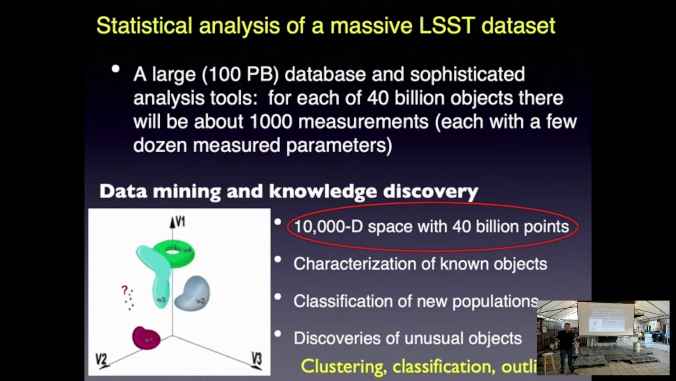In that 10,000 dimensional space, it's populated with 40 billion points, 40 billion objects. And now we want to do something with it. What we want to do with it is what we do today with smaller data samples. We want to cluster it, classify, look for outliers. This is what we are already doing today, but not in 10,000 dimensional space with 40 billion objects. That's something we are doing at our department. There is an institute called Iraq, and we specialize in that kind of work.